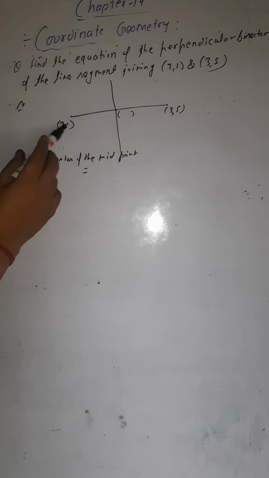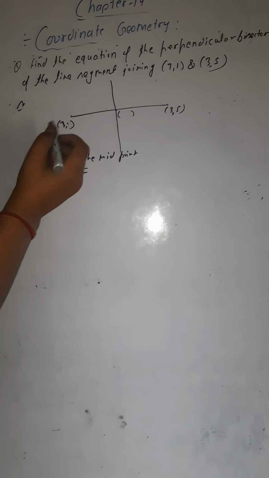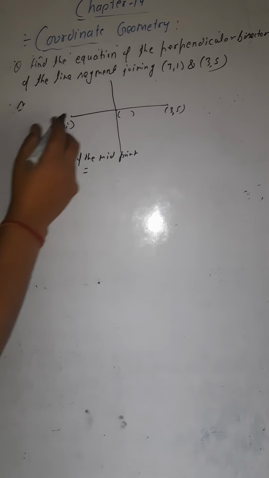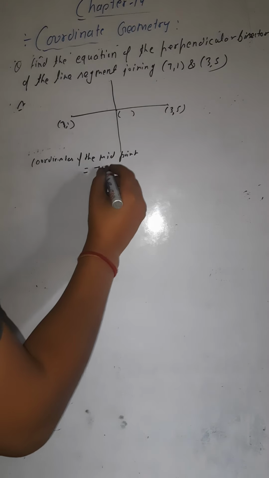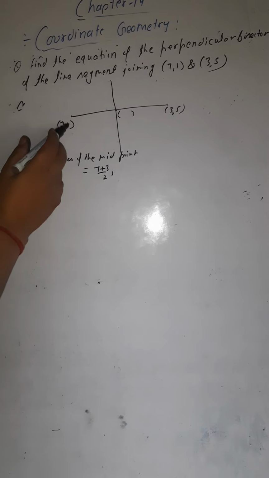Coordinates of the midpoint. What would be the coordinates? The first coordinate is equal to (7 + 3) by 2, and the second coordinate is (1 + 5) by 2.